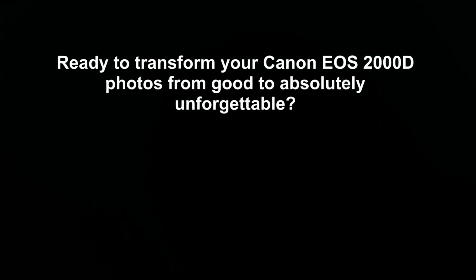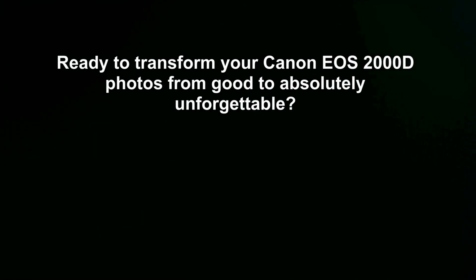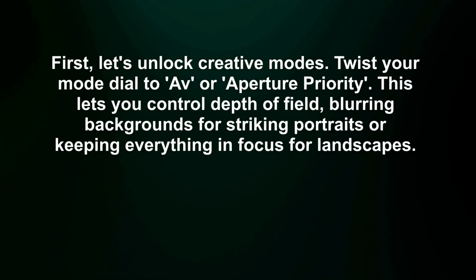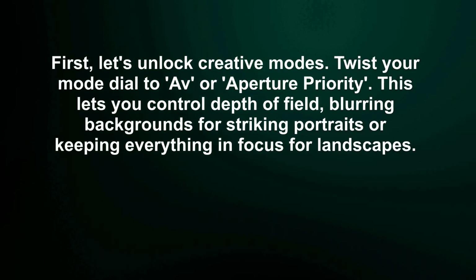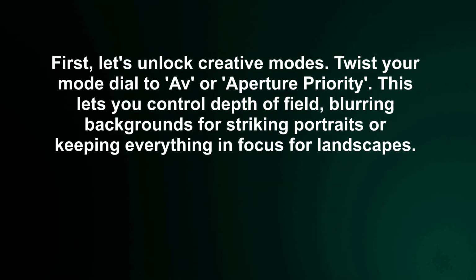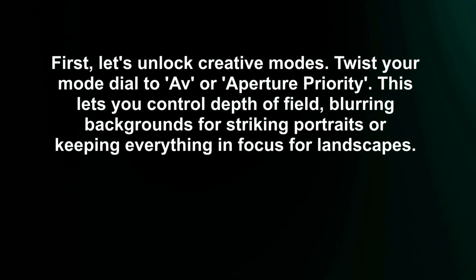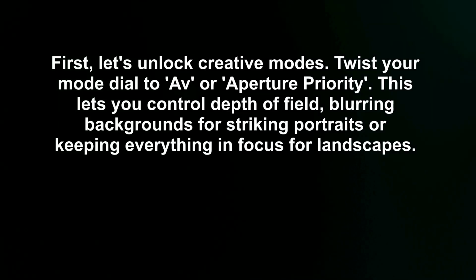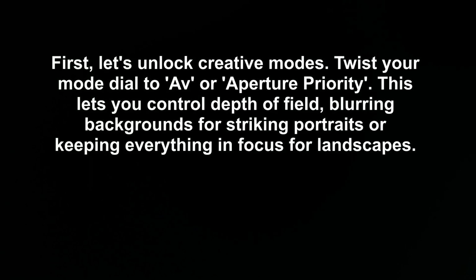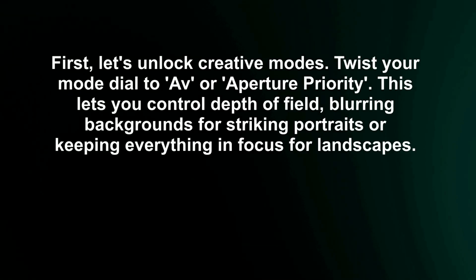Ready to transform your Canon EOS 2000D photos from good to absolutely unforgettable? First, let's unlock creative modes. Twist your mode dial to Av or aperture priority. This lets you control depth of field, blurring backgrounds for striking portraits or keeping everything in focus for landscapes.